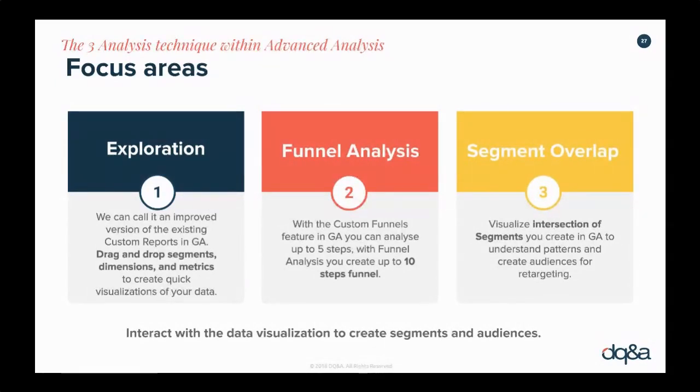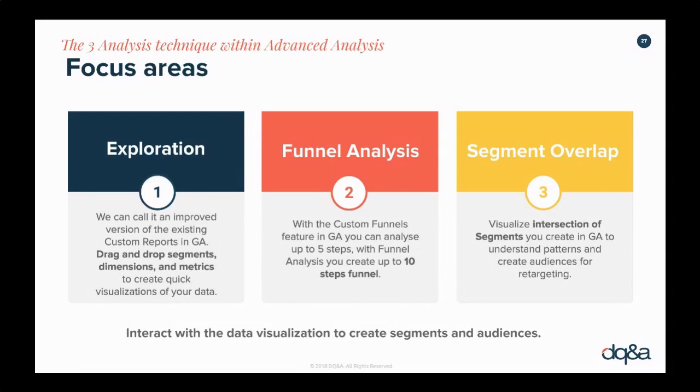When it comes instead to number 3, it is segment overlap, where you can see how different segments intersect, where do they intersect. And the interesting thing about the tool is that when you are working on the table, or when you're working on the graph showing you the intersection of the segments, you can right click on a point and say, okay, I want to create an audience out of this intersection, for example, or out of the number that is in the cell in my table.